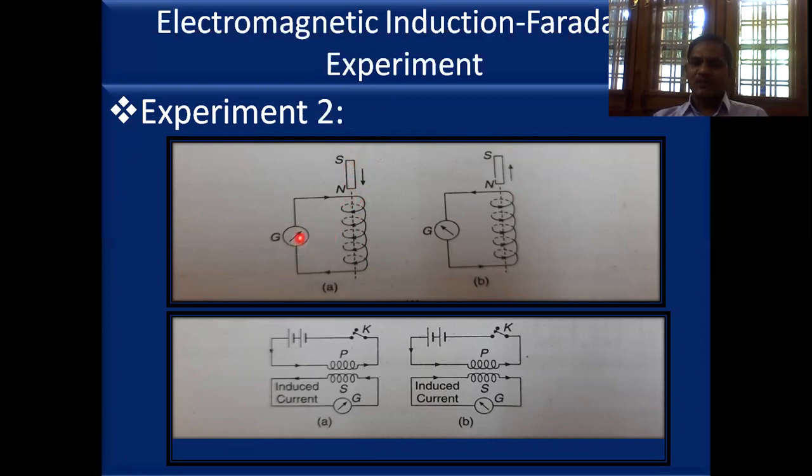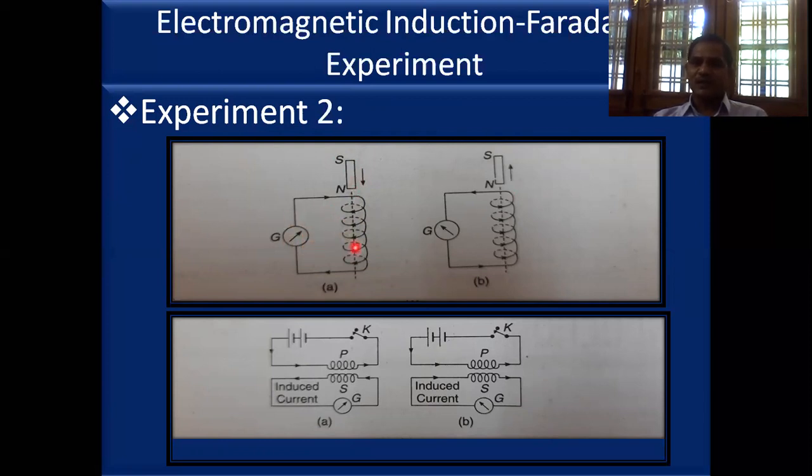Then also we observe the deflection in the galvanometer. By moving both magnet and coil either in the same direction with a different speed or in opposite directions, then also we'll observe the deflection. So whenever there is relative motion between the magnetic field that is forming due to the bar magnet movement and the closed circuit, closed loop, then we are getting the EMF in this closed loop.